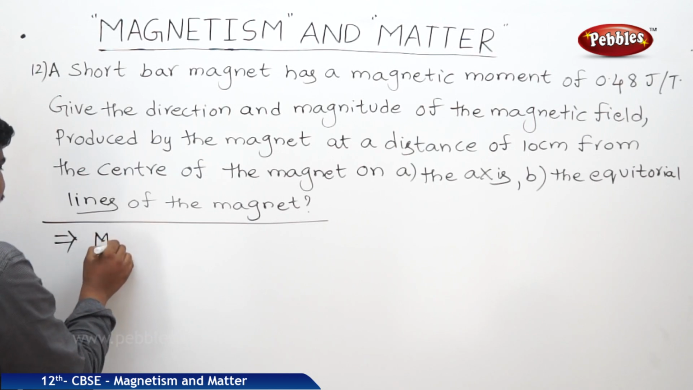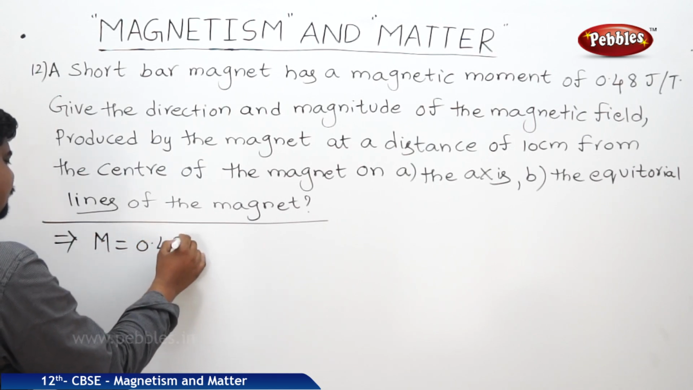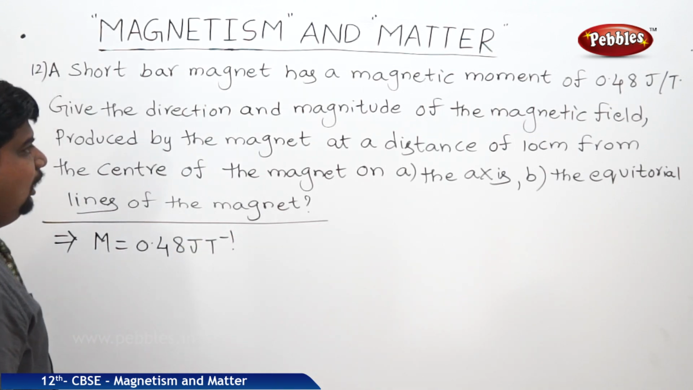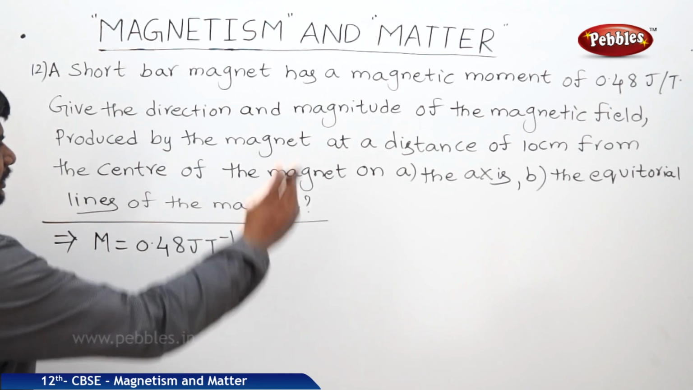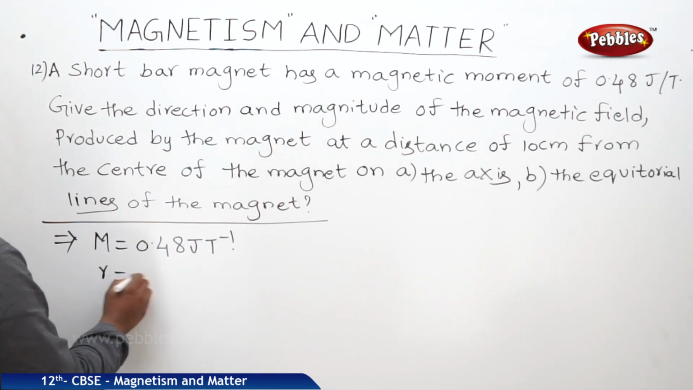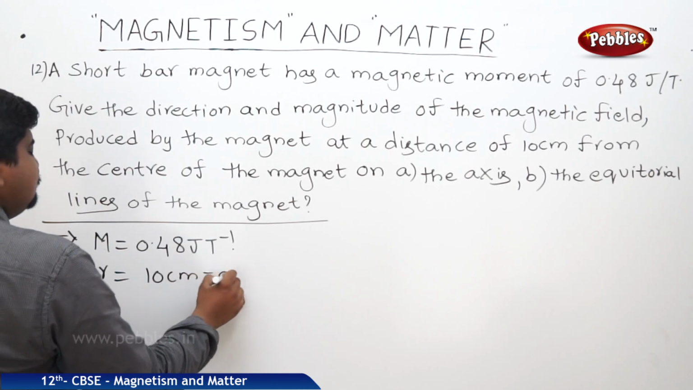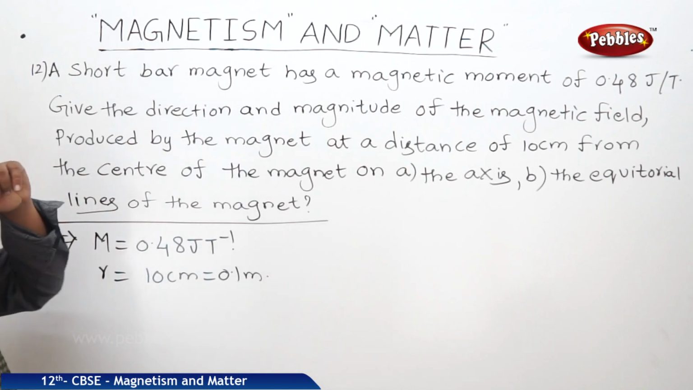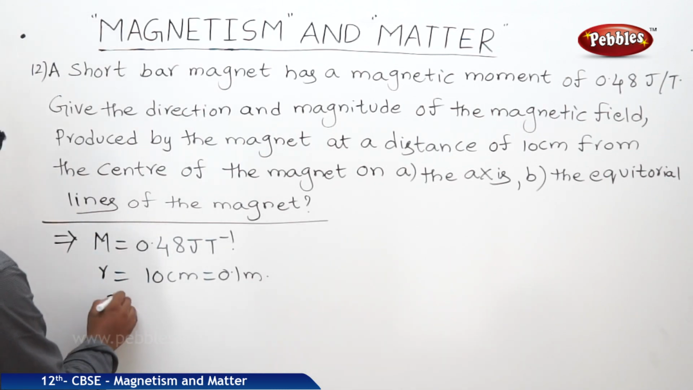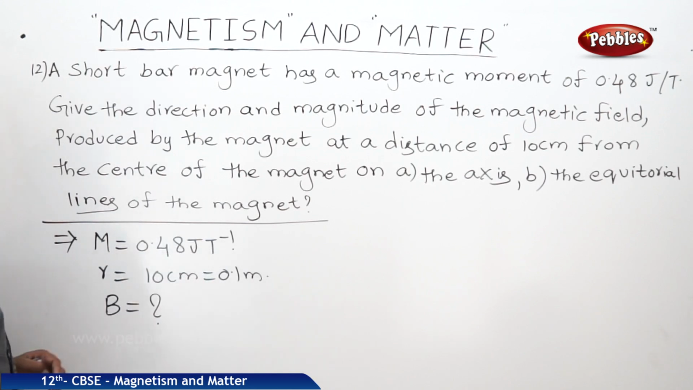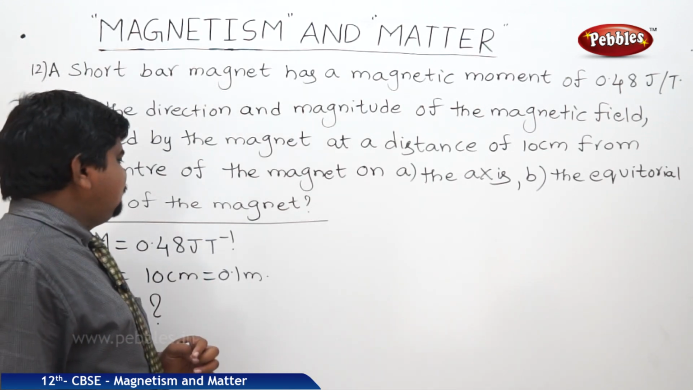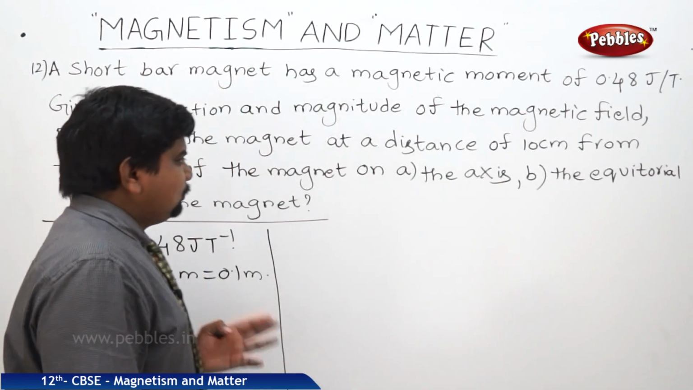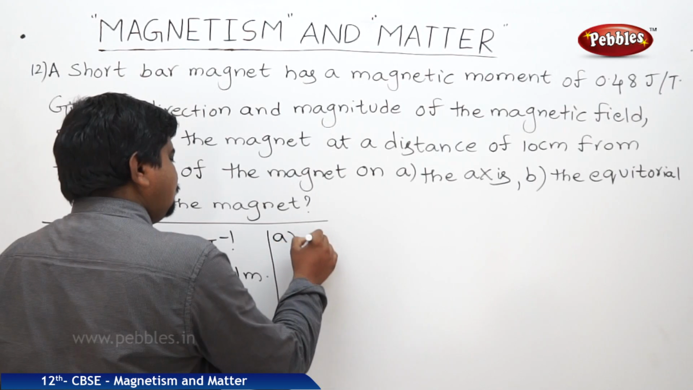Magnetic moment M is equal to 0.48 joule per Tesla, and we should find out the distance. R is equal to 10 centimeters, which means 0.1 meter. So we should find out the direction and magnitude of the magnetic field from the center of the magnet on the axis and on the equatorial lines of the magnet. So the first bit, on the axis.